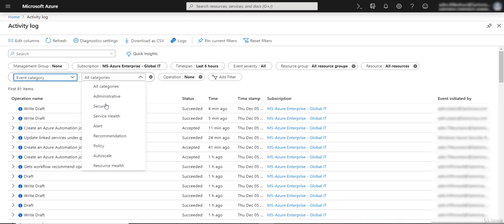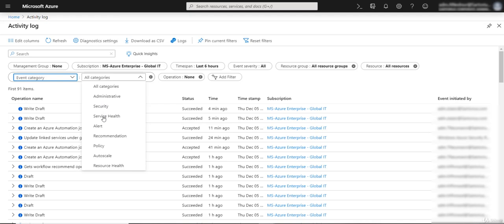The next event category is security. This category contains the record of any alerts generated by the Azure Security Center. An example of this type of event would be when you observe a category like suspicious double extension file executed, or malware detected, or probably hard disk not encrypted.